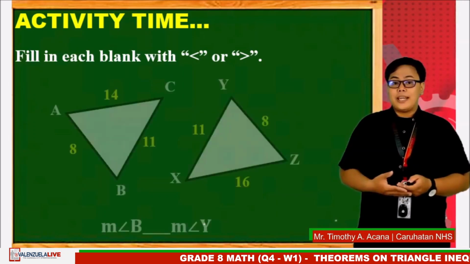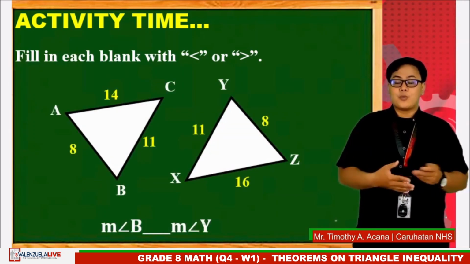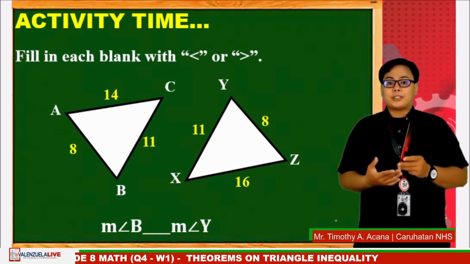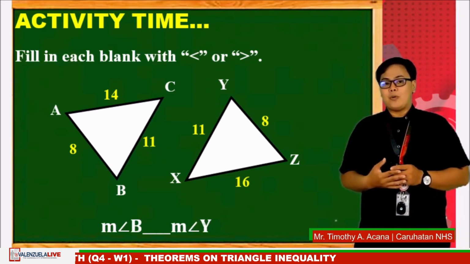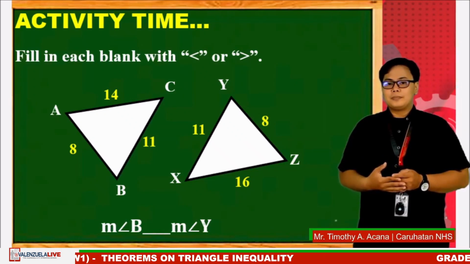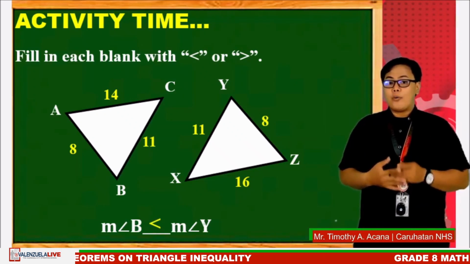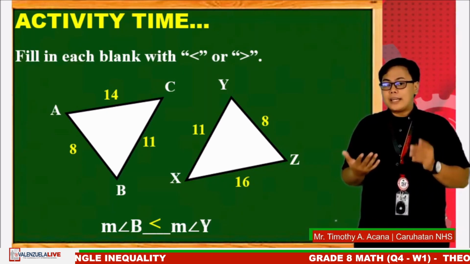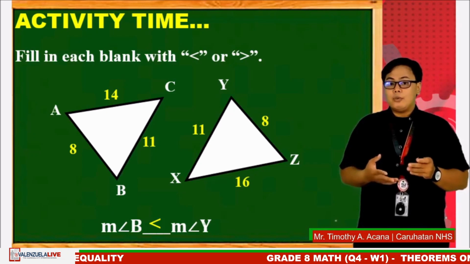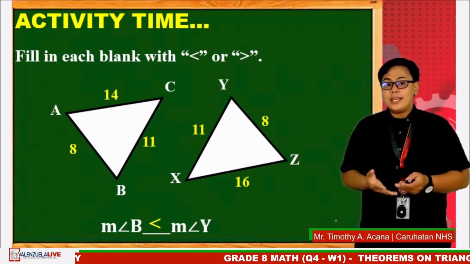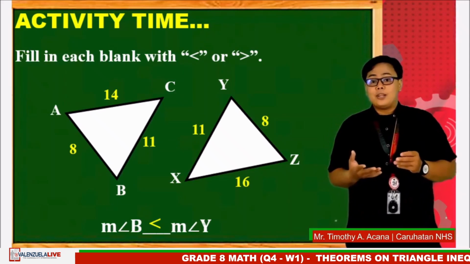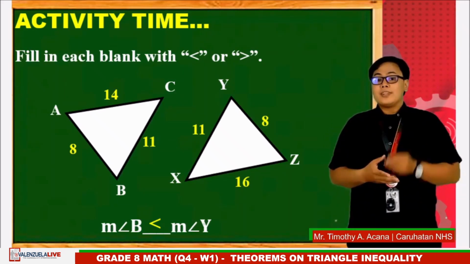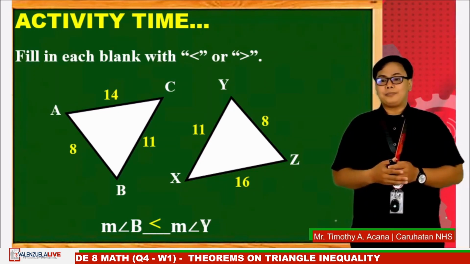Now let us have triangle ABC and triangle XYZ. What inequality symbol are we going to use to compare the measurement of angle B to the measurement of angle Y? That is correct. We are going to use is less than. Why? Because if you will notice, angle B is opposite the shorter side, which is side AC, and angle Y is opposite the longer side, which is side XZ. Therefore, the measurement of angle B is less than the measurement of angle Y.